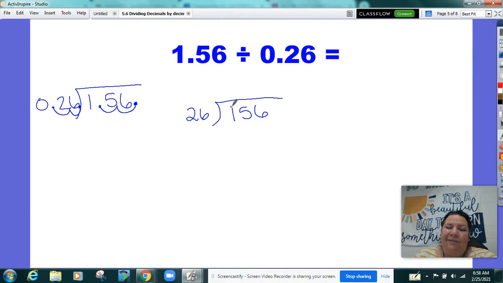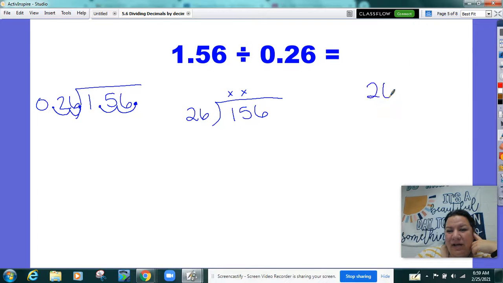So now the divisor's big, so that's what makes it a little trickier. So we're going to try to use some numbers that are easy for us. So 26 cannot go into 1, 26 cannot go into 15. So I just have to figure out how many 26s are in 156. So I know 26 is close to 25. So if I count like quarters, I would say 25, 50, 75, 100 or dollar, 125, 150. So that'll give me about 6.